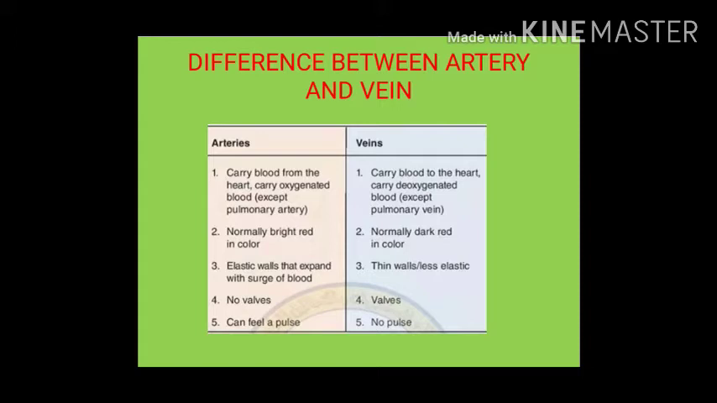Now arteries are normally bright red in color while veins are dark red in color. Arteries walls are elastic and thick. Veins have thin and less elastic walls. Arteries don't have valves, but veins have valves. Valves are present to prevent the backflow of blood. Coming to arteries, we can feel a pulse in the arteries, but in veins we cannot feel pulse.